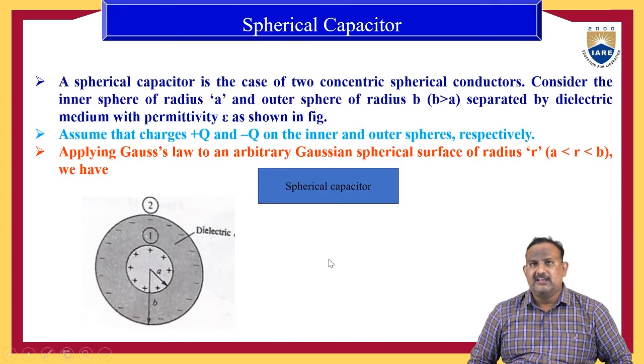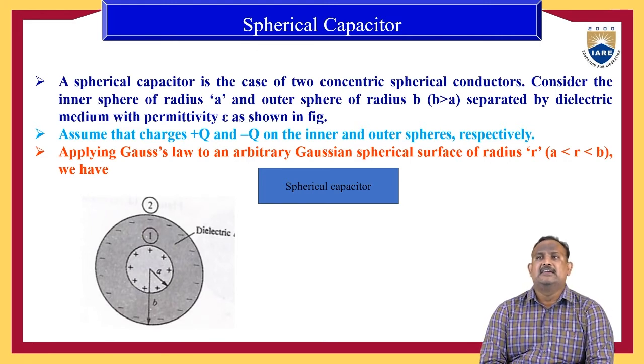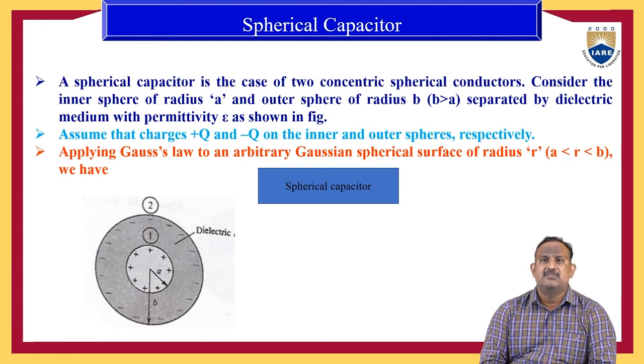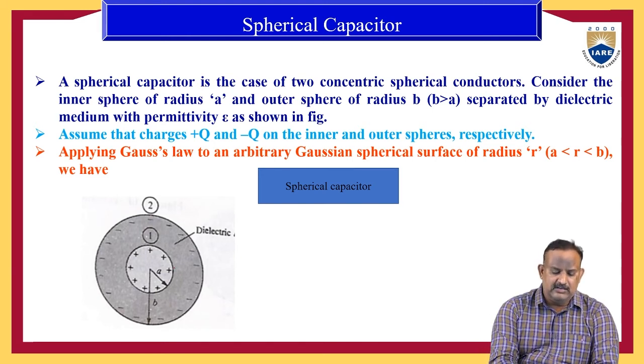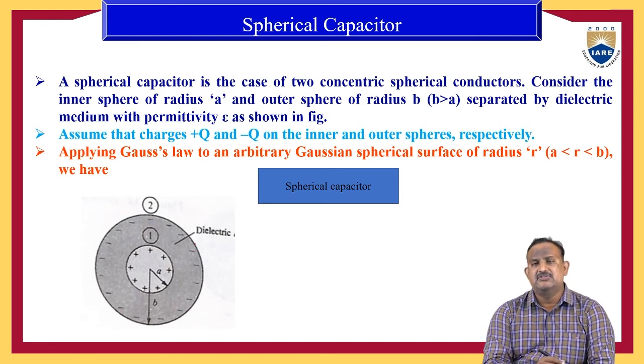Next one, spherical capacitor. Third application is spherical capacitor. A spherical capacitor is a case of two concentric spherical conductors. Let us consider the inner sphere of radius A and outer sphere of radius B, and these two conductors are separated by a homogeneous dielectric medium with permittivity epsilon, as shown in the figure. Assume the charges plus Q and minus Q on the inner conductor and outer conductor. The inner conductor has the positive charge, and the outer conductor has the negative charge.